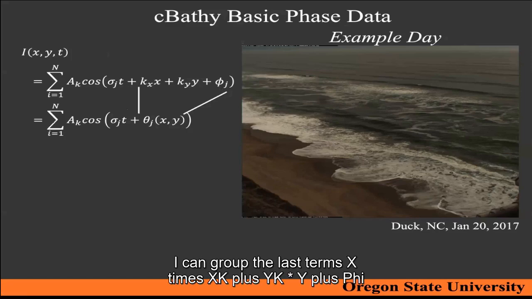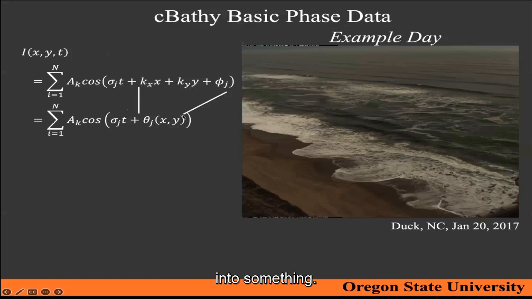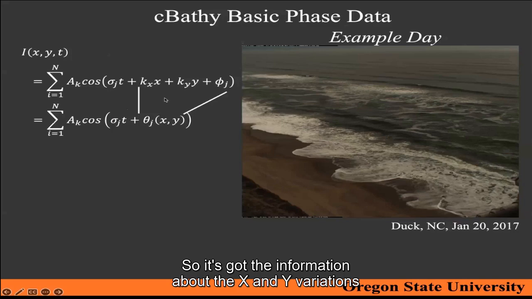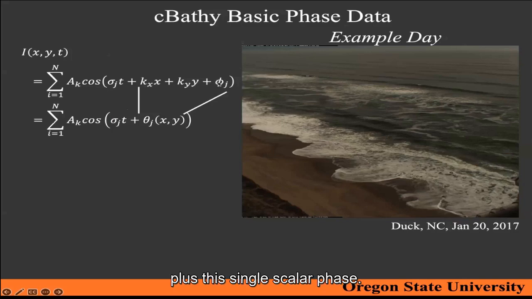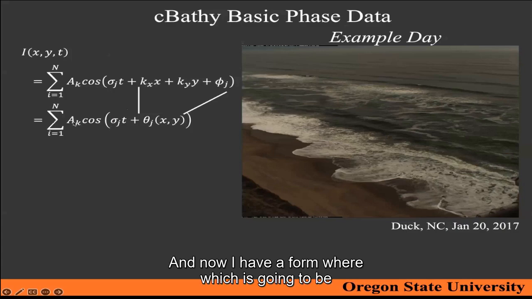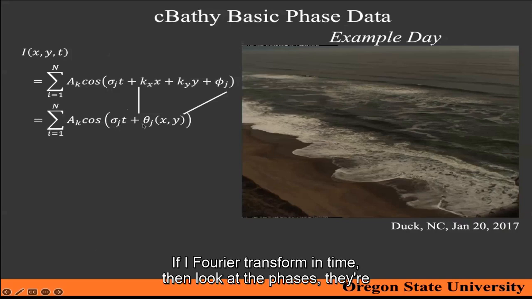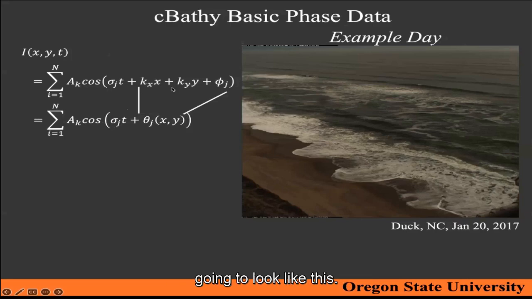I can group the last terms, kx times x, ky times y plus phi, into something I'm just calling theta, which is the spatial phase map. So it's got the information about the x and y variations plus this single scalar phase. And now I have a form which is going to be particularly useful if I Fourier transform in time, then look at the phases. They're going to look like this.